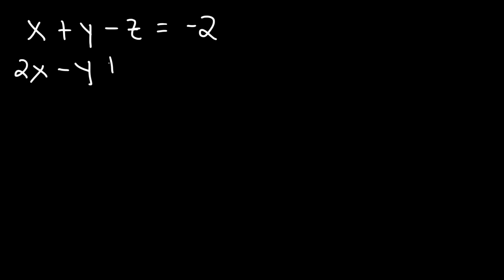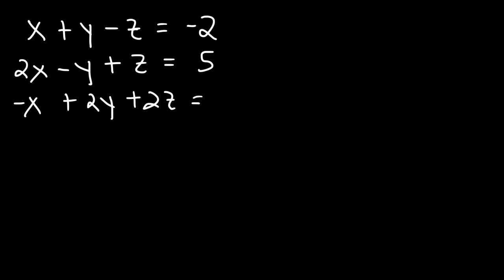In this video, we're going to focus on using Gaussian elimination to solve a system of equations with three variables. So let's start with this problem. Let's say we have x plus y minus z is equal to negative 2, and 2x minus y plus z, let's say that's equal to 5, negative x plus 2y plus 2z, and let's say that's equal to 1.